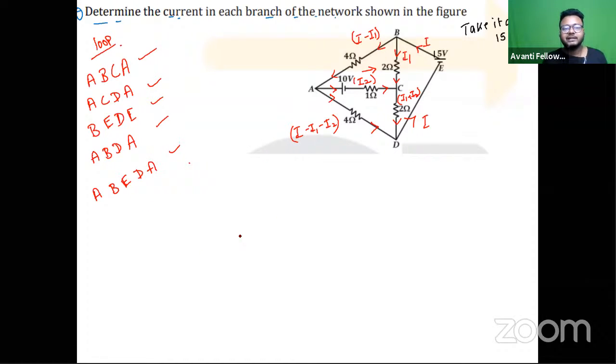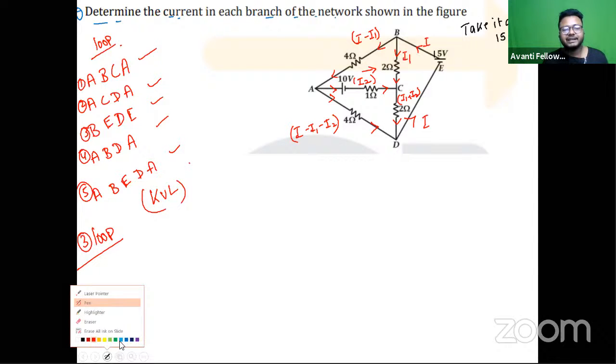Okay. So now let us try to take the easier loops. I can see that the first loop is an easier loop. So let me take three loops. Let me number them: 1, 2, 3, 4, 5. Let me take the third loop. From the third loop, I'm applying KVL. Everywhere I'm applying KVL, right? I'm trying to write down the equations. It is very easy writing down the equations. You need to be confident enough, right?